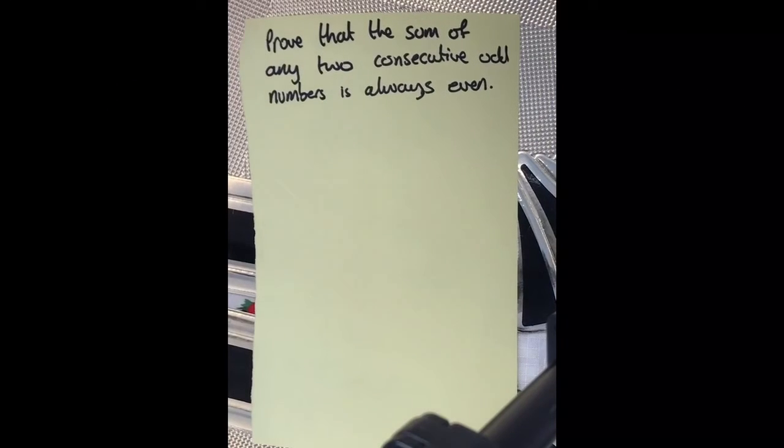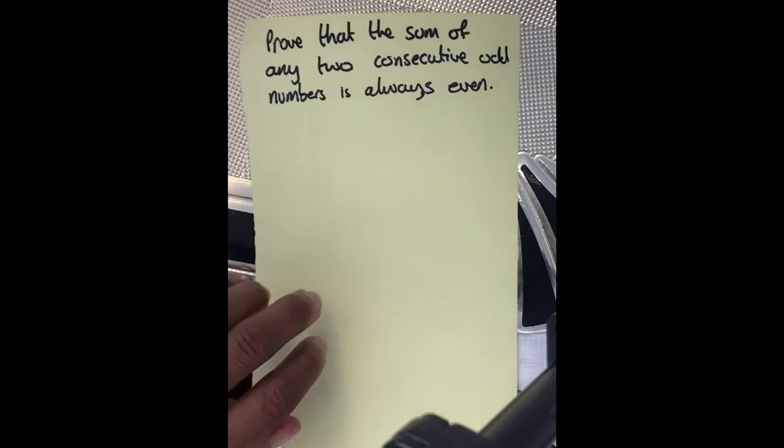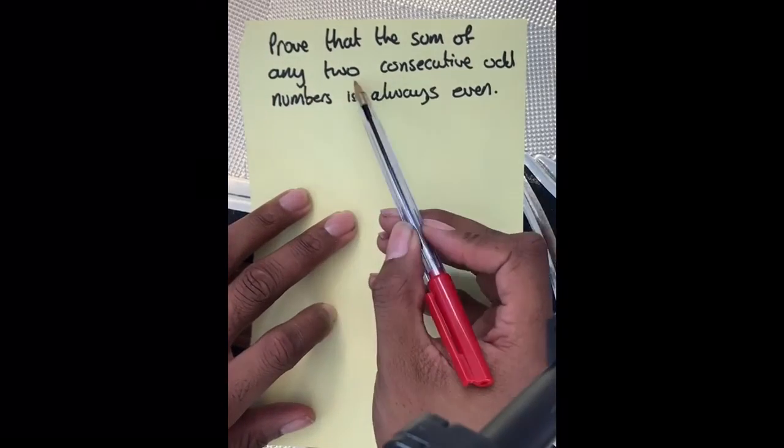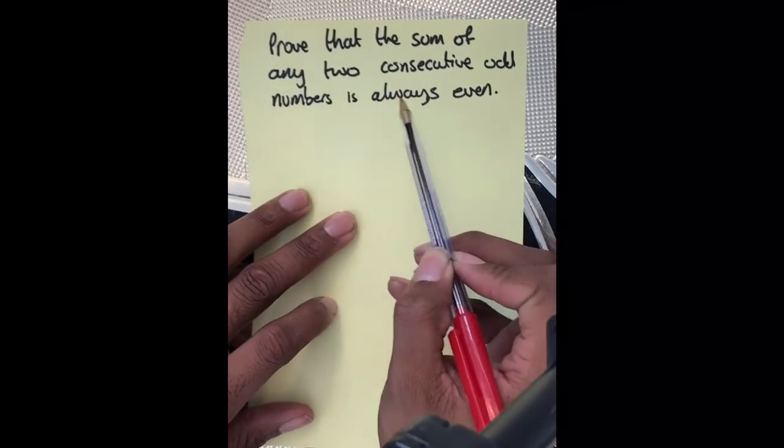Okay then folks, so we have this question here. Prove that the sum of any 2 consecutive odd numbers is always even. The first thing you need to do is to understand what's being asked of you. So I do a bit of an underlying situation, starting from the end of the sentence, coming backwards. Prove that the sum of any two consecutive odd numbers is always even.